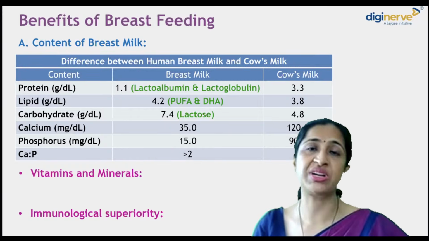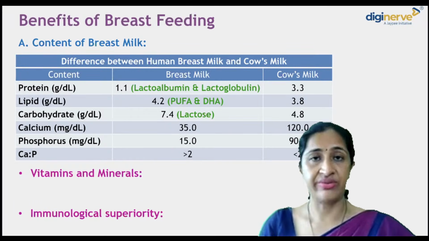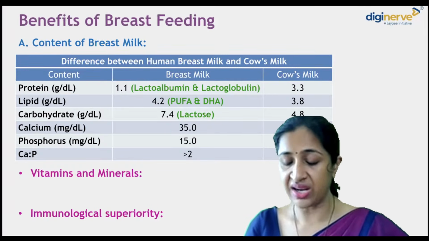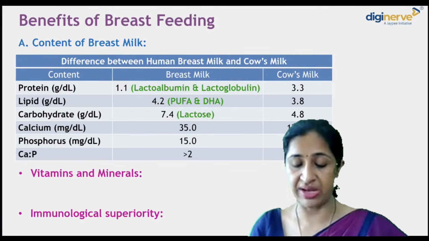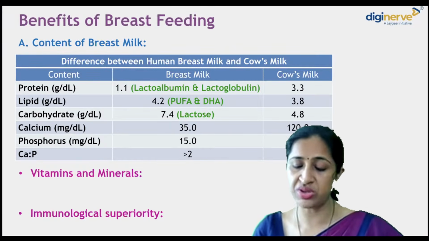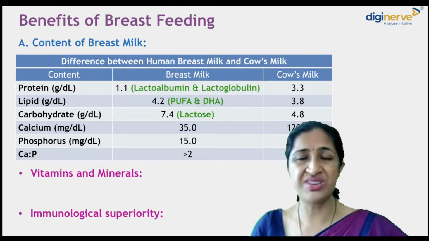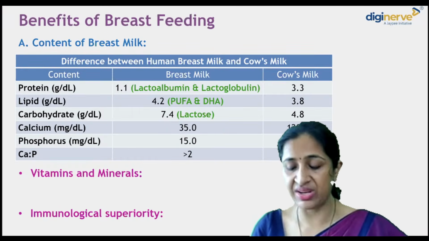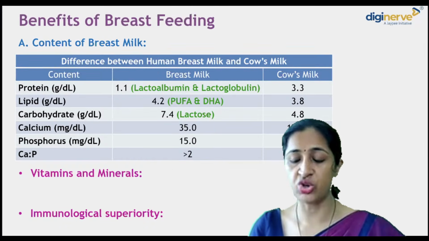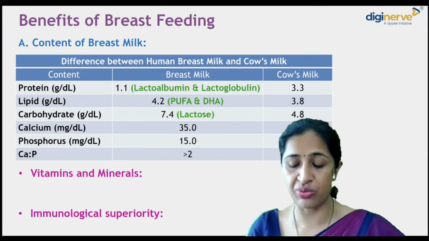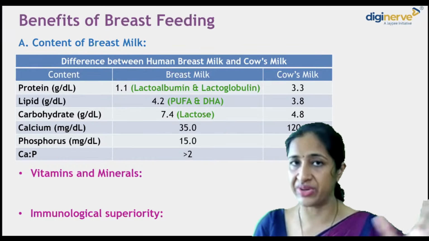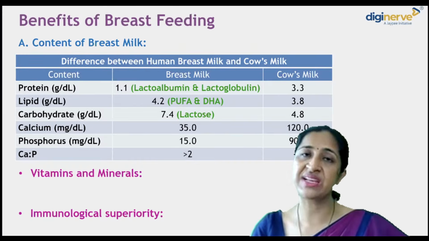These are brain protective fatty acids, which are polyunsaturated fatty acids and docosahexaenoic acid, all for brain growth. Carbohydrate, lactose is the predominant sugar in both, and it is almost nearly similar. Even in cow's milk, it is lactose only, but human breast milk has a little bit more carbohydrate with 7.4 because there's a fore milk and hind milk difference. Cow's milk has uniform.